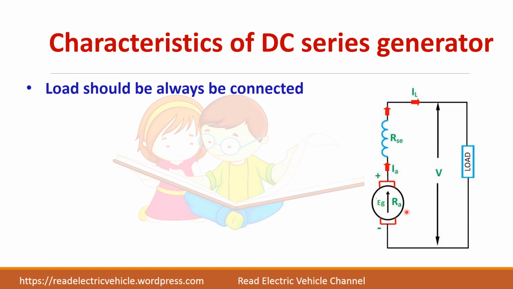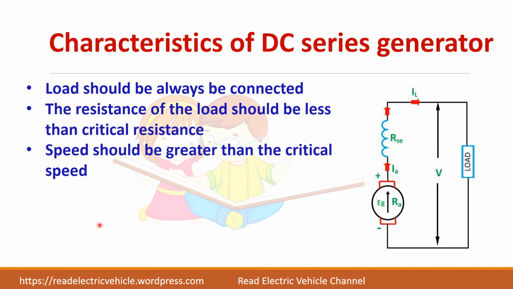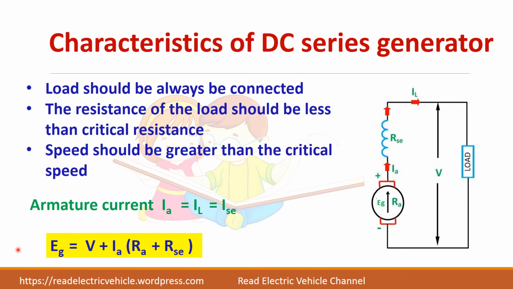Here you have to note that a DC generator should always be connected to some load, and the resistance of the load, or the total circuit resistance including the field resistance and load resistance, should be less than the critical resistance, so that the EMF will be developed. So the armature current IA is equal to IL equal to ISC, and EG is given by V plus IA into (RA plus RSC).